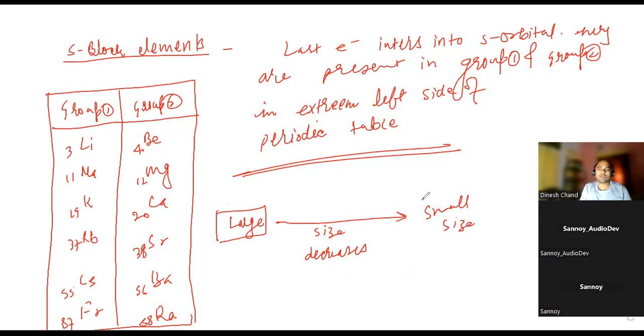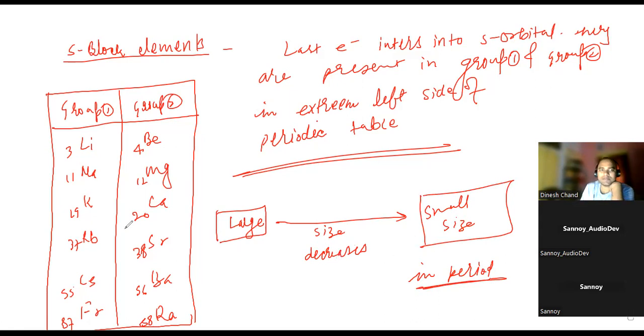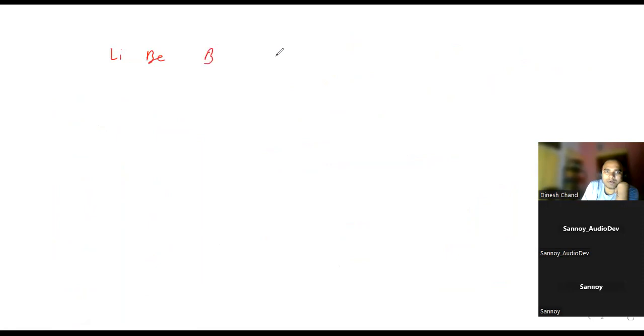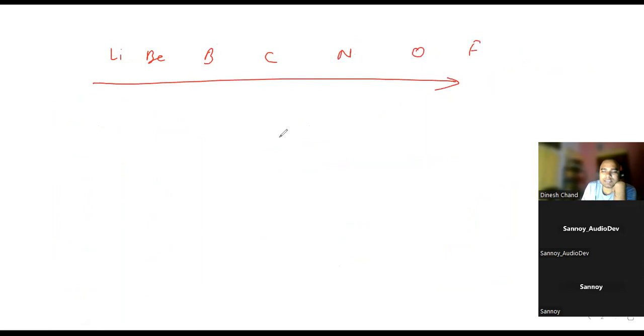If you are moving left to right, the size decreases in the respective period. But when you are talking about hydrogen, hydrogen is the smallest element. That is a different case, an exception. Look at it: lithium, beryllium, boron, carbon, nitrogen, oxygen, fluorine. Which is the largest size out of these? Sir, lithium. Okay, very good.